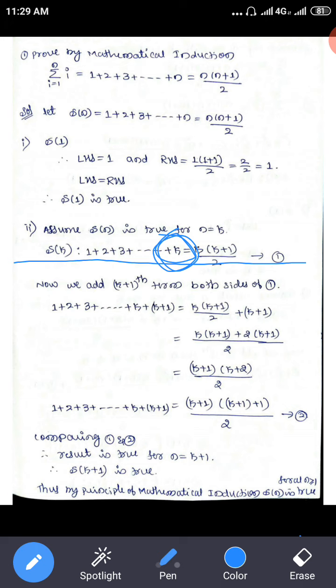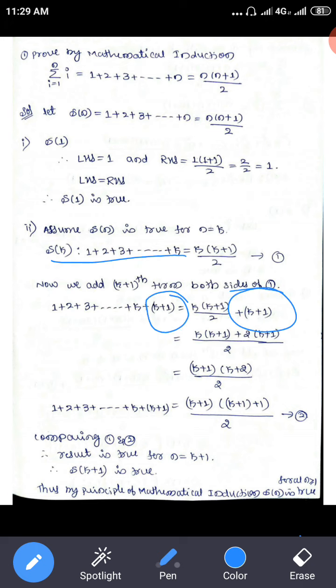Yes, sir, the k plus 1th term. So for this LHS, the next term is k plus 1, and I have to add it to both sides. Till here this is the same, but we are adding the k plus 1th term to both sides. For this also I am adding, for this also I am adding. So you can see k into k plus 1 divided by 2 plus k plus 1. I have to add it.